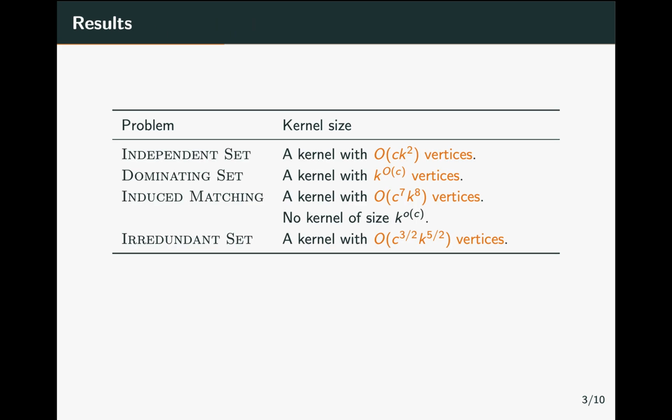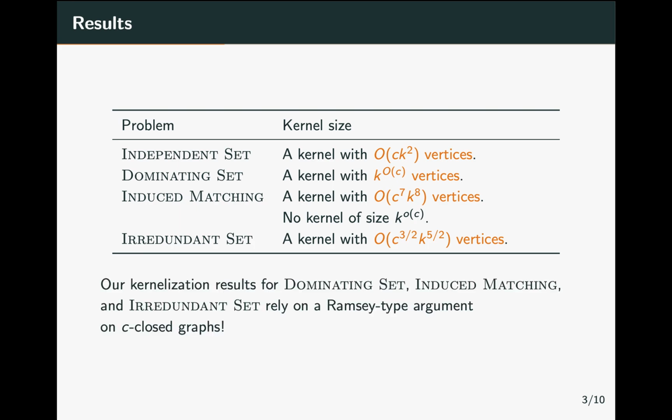And our results are shown here. We prove that using C-closure as a parameter, several classical graph problems admit polynomial kernels. In particular, except for independent set, our algorithm is based on a Ramsey-type argument on C-closed graphs. So I will focus on independent set and dominating set for this talk. Let me start with the independent set.